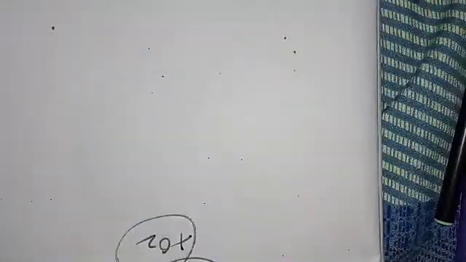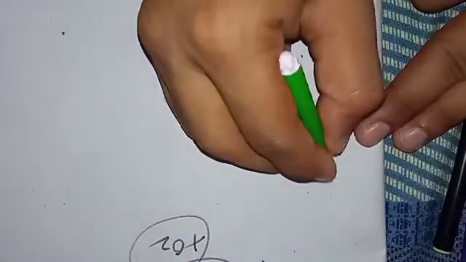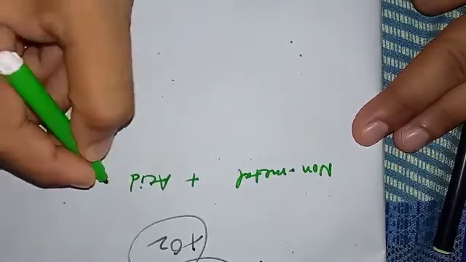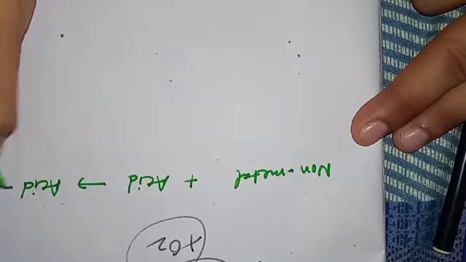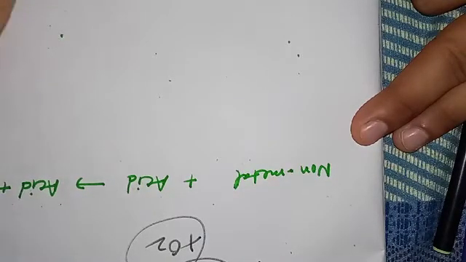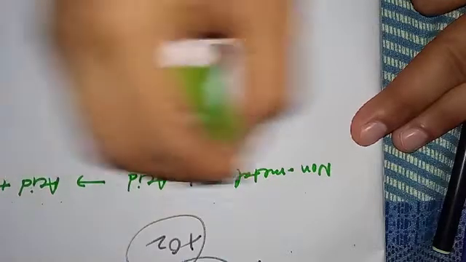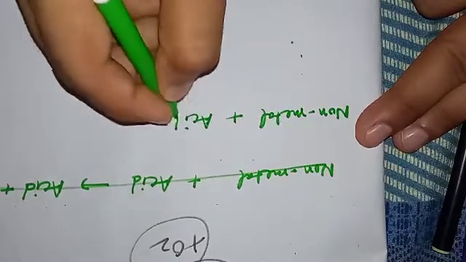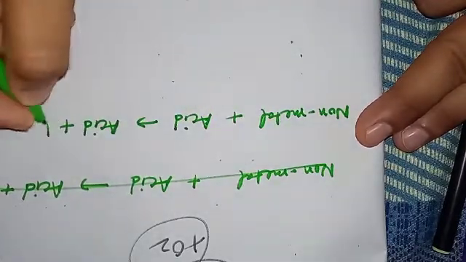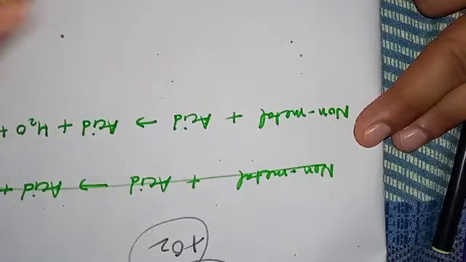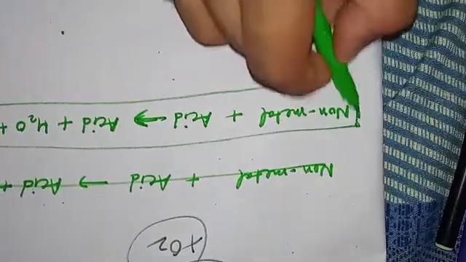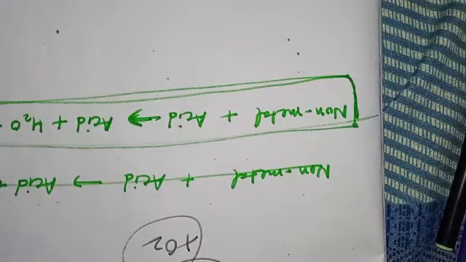So the basic structure of this reaction is non-metal plus acid will give you an acid plus water plus an oxide. Sorry, I'm not having a space, I'm writing it properly. This is the basic structure of the reactions which take place under this heading, by oxidation of non-metals.